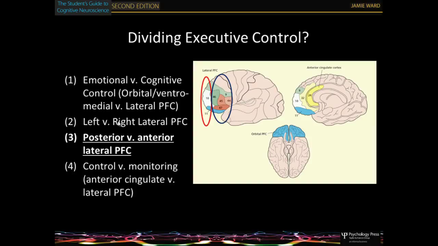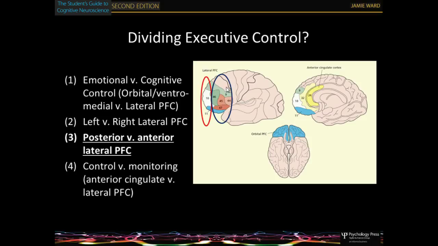But here, it's quite a different kind of claim that's made between the orbital and the lateral. The orbital and lateral refers to different kinds of information: emotional and social information versus cold cognitive information. Whereas the left and the right, it's more to do with the nature of what's being computed, the actual nature of the task, rather than the information that's being processed in those areas.